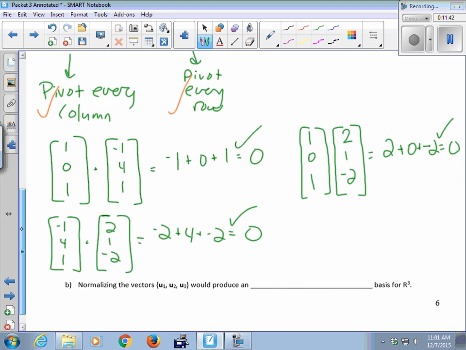So these three dot products tell me that u1, u2, u3 is an orthogonal set. We showed it's a basis, we showed it's an orthogonal set, therefore it's an orthogonal basis.